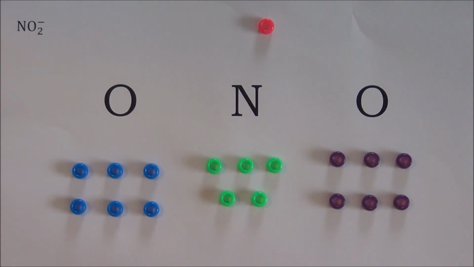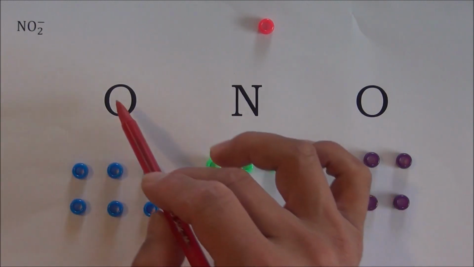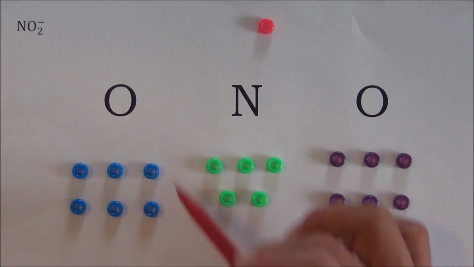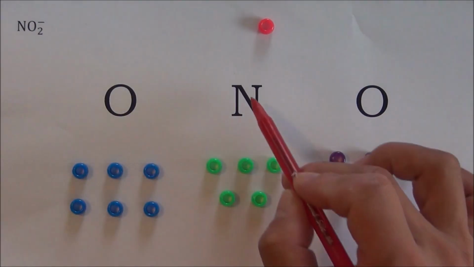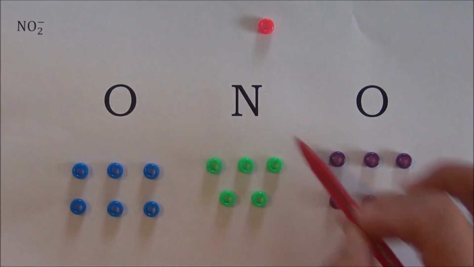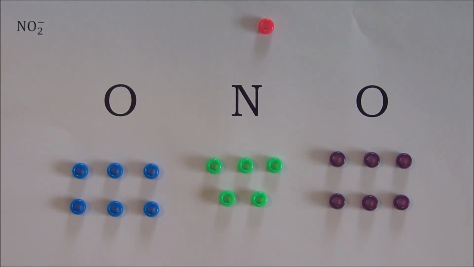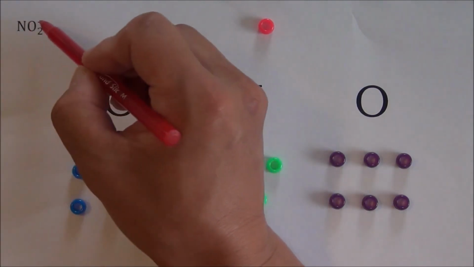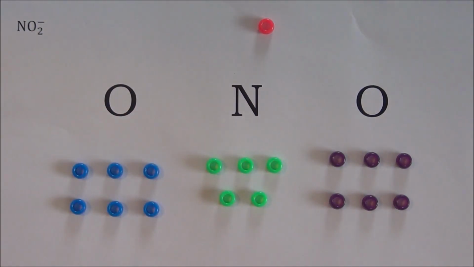The second step of this method is to place the valence electrons next to each atom. Each oxygen atom has 6 valence electrons. Each nitrogen atom has 5 valence electrons. You can find the number of valence electrons of any atom from a periodic table. Nitrite has -1 charge. Therefore, it has 1 additional electron.